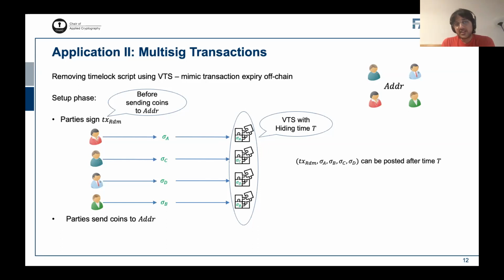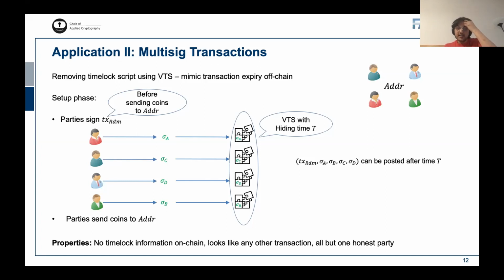Okay, so now what happens? Notice that these VTS, everyone has every other VTS, and they can solve the VTS by time t, and that means that by time t they know valid signatures on the redeem transaction, right? So if the shared address remains unspent at time t, any party can post the redeem transaction and the respective signatures on the chain, right? So this kind of realizes the expiry time of this multisig address. And notice that this VTS is completely off chain, and you don't need the script anymore from the blockchain.